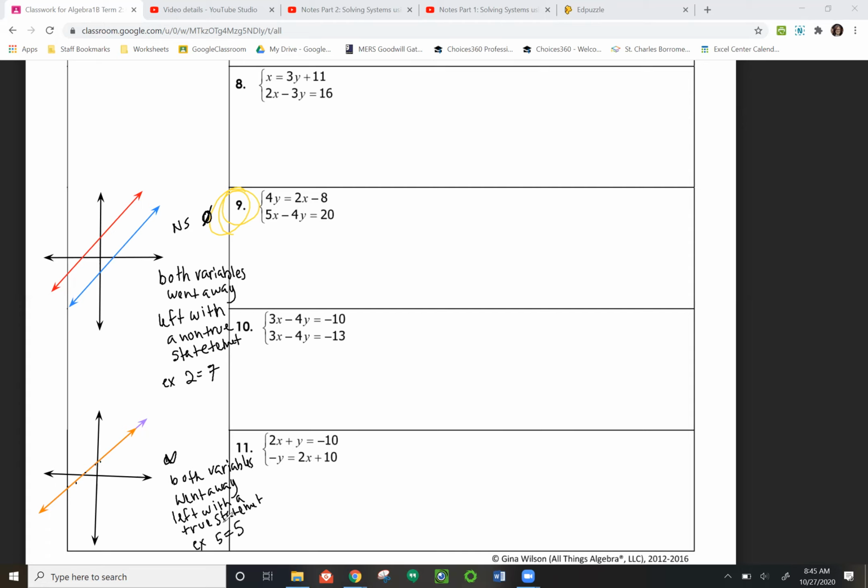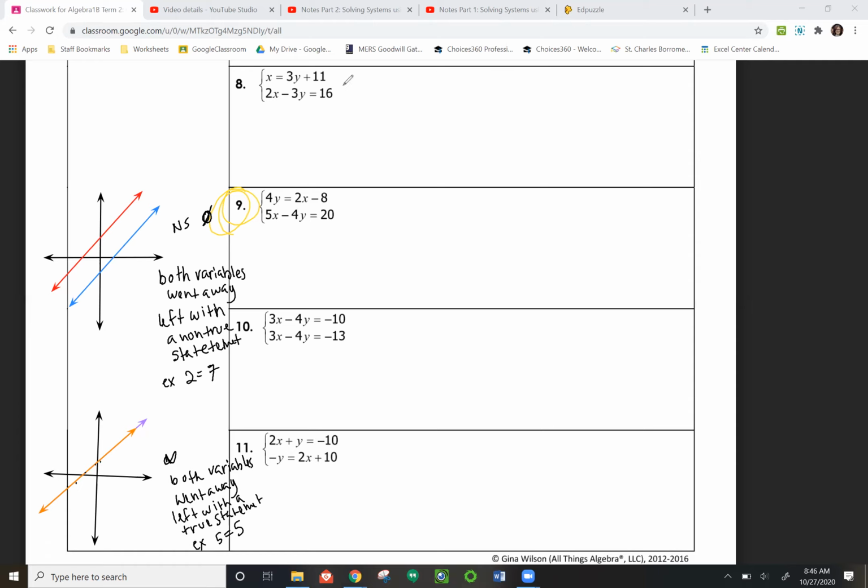So if we kind of keep that in mind, graphically, what happens when you have no solutions? Graphically, what happens when you have infinitely many solutions? They're kind of easy to see on the graph, but algebraically, you have to be able to make those conclusions. So let's do number 10 and see what happens.